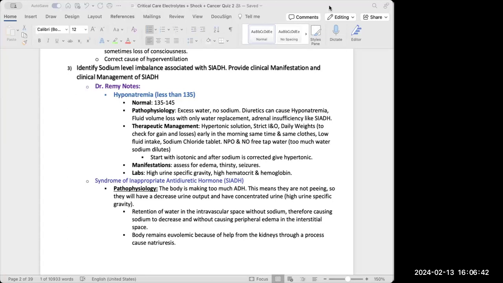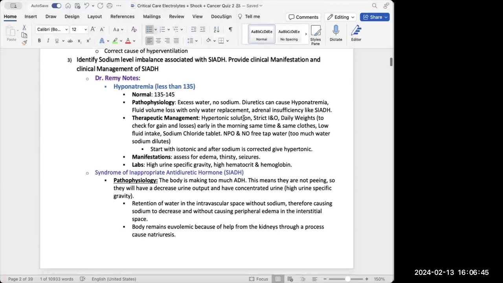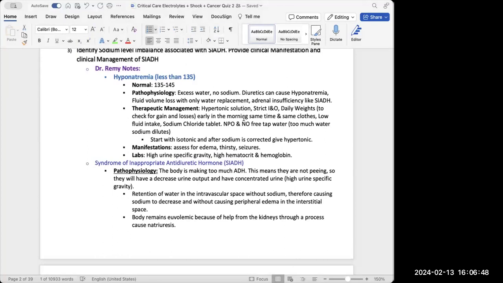And what Professor Remy was talking about, these are just some of the notes that I have from her from our overview, is that the pathophysiology is that there's excess water without sodium because it's diluting it, right? And we see why SIADH has hyponatremia. So some things that we could do is have strict I&Os and daily weights, because daily weights are the best indicator for fluid gains and losses, especially because we know that these patients are going to have weight gain in SIADH because of water retention. We really need to watch out for that.